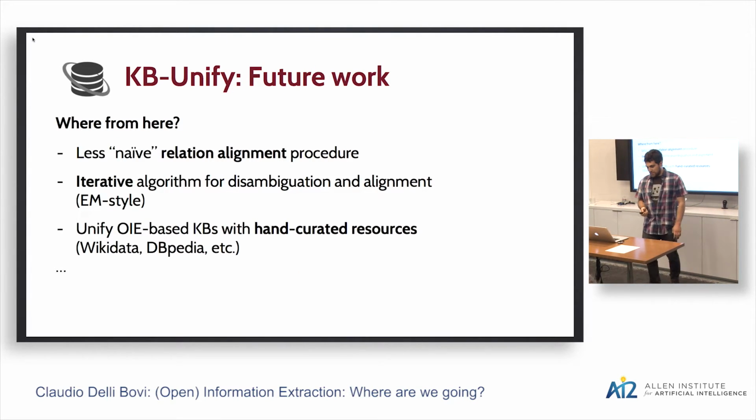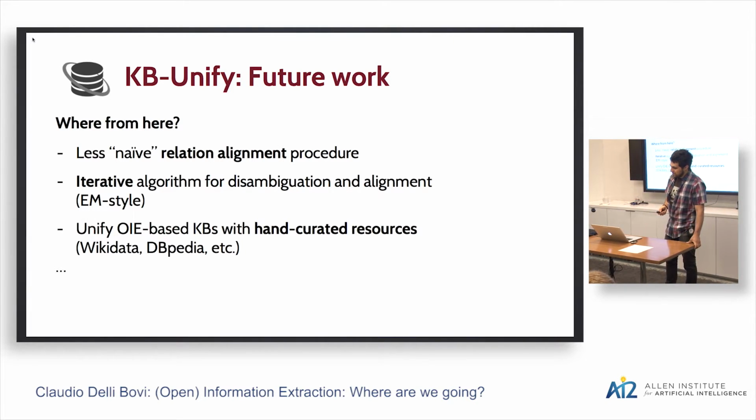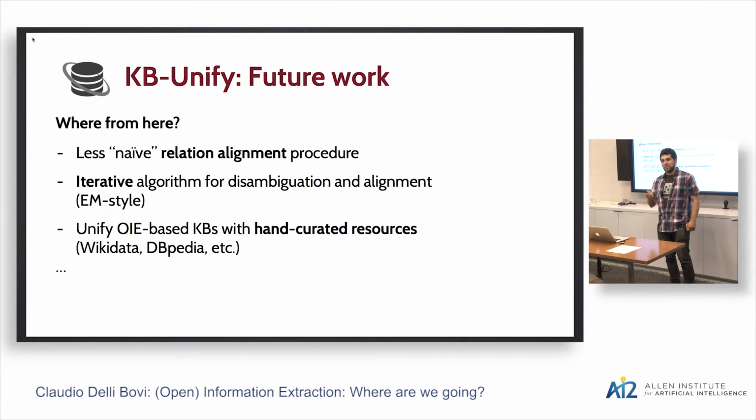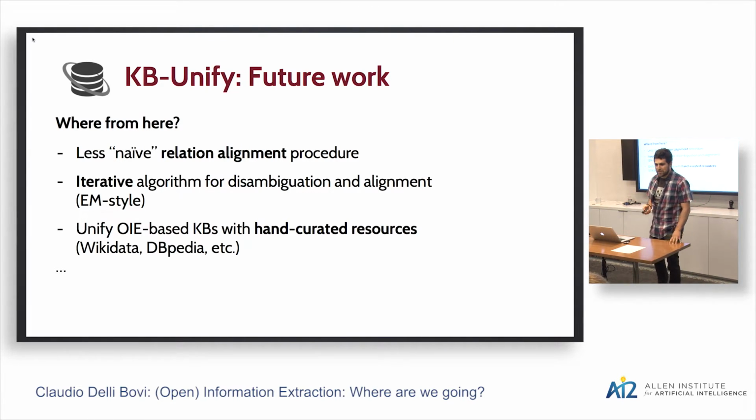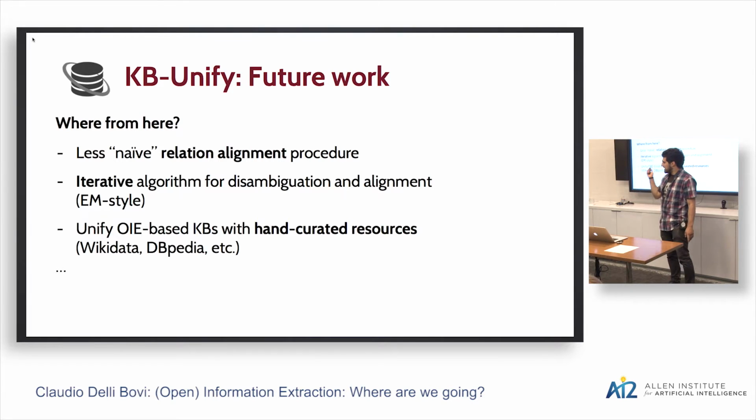Now here, the same story goes as for the other approach. This is really not the best way of doing it. You may come up with fancier ways, for instance, of aligning relations. You could think of an iterative algorithm that performs disambiguation and alignment together, instead of one after the other, kind of using an EM style in which you first do one, then do the other, and then you iteratively go on and refine both steps, and so on.